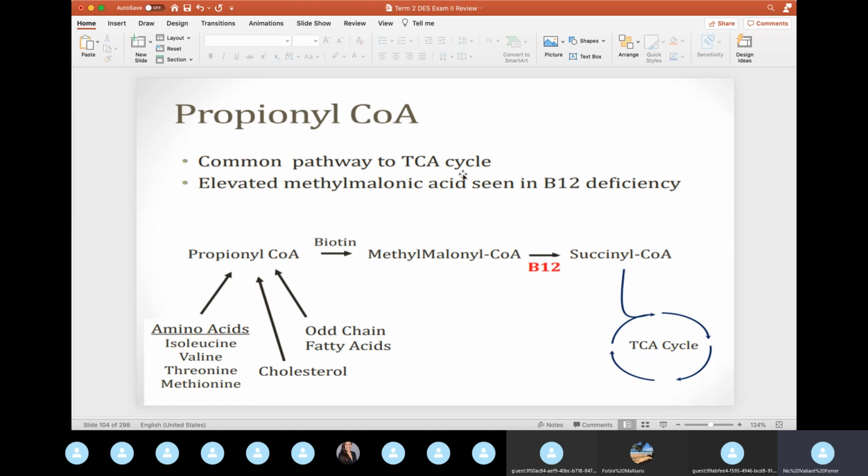Why is propionyl CoA important? It's a common pathway to the TCA cycle. Look, amino acid metabolism, cholesterol, odd chain fatty acid metabolism, all converted to propionyl CoA. And this propionyl CoA is converted to succinyl CoA. Why? So that it can be used as a substrate in the TCA cycle. An elevation of methylmalonyl CoA is seen in B12 deficiency.